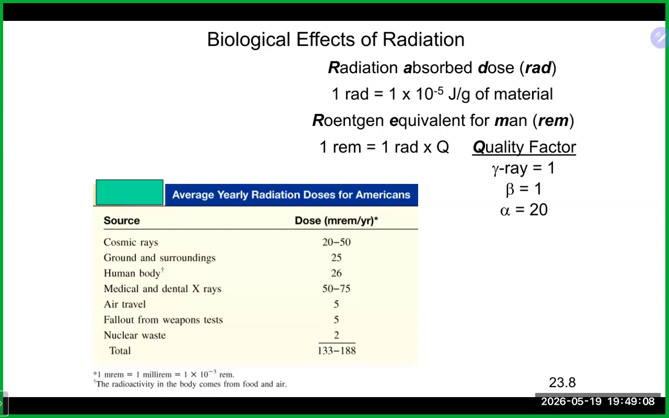But here, as you can see from this table, we do get exposed to some radiation: ground and surroundings, X-rays, air travel. If you happen to live near some nuclear waste or a weapons testing area, you get a little bit more as well.